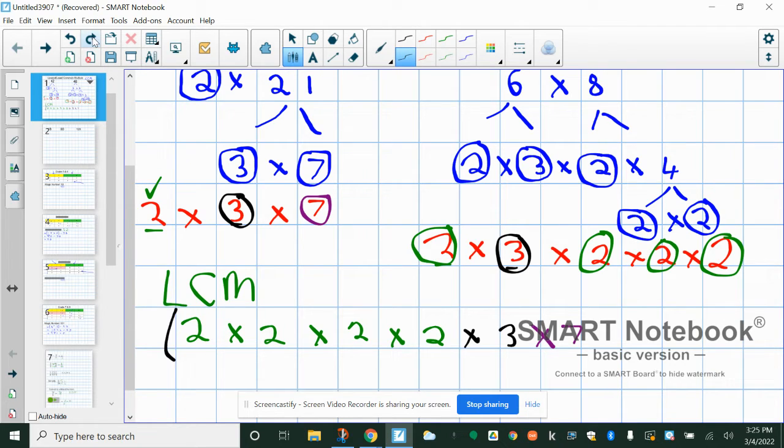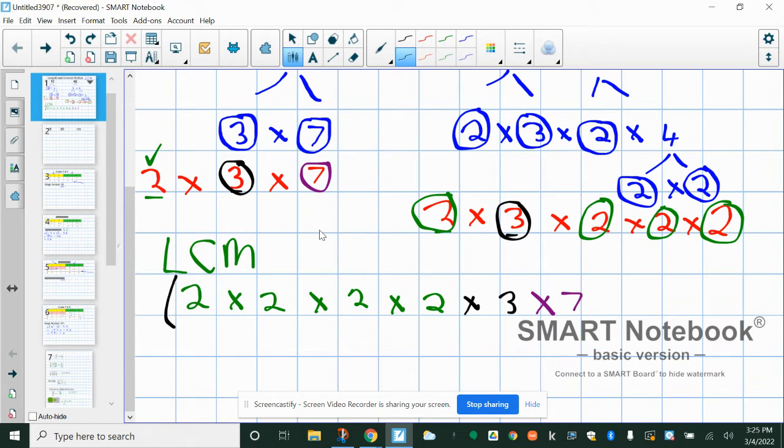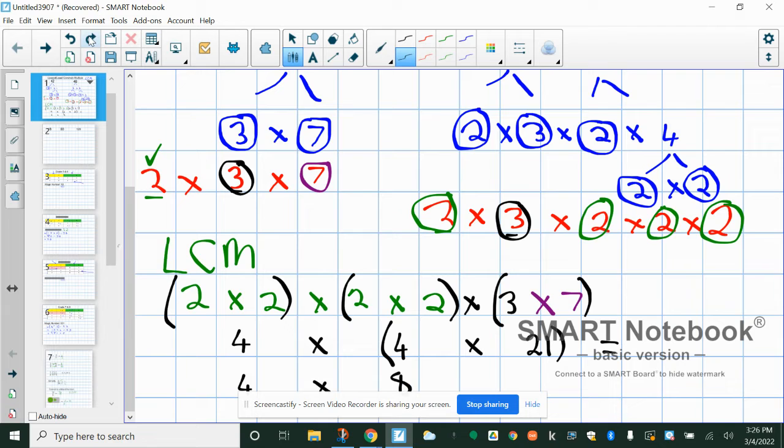Okay. Now, I'm going to go ahead and do the multiplication part. I'm going to break it, using parentheses, into easier chunks of multiplication. So that becomes 4. 2 by 2 becomes 4. 3 by 7 becomes 21. So now I'm ending up with 4 times 4 times 21. I would mentally do the 4 times 21 to be 84. Multiply that by 4 to get it to be 336.